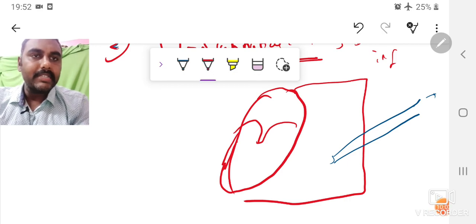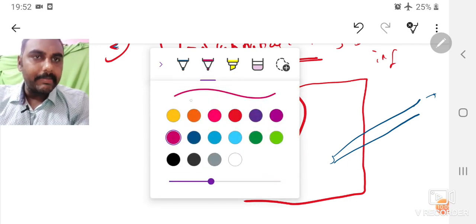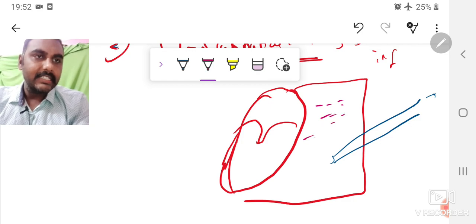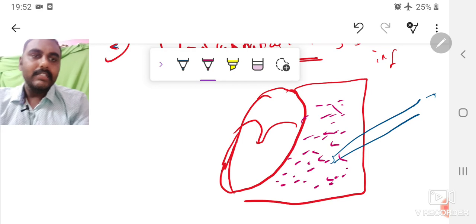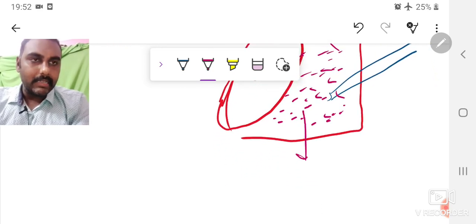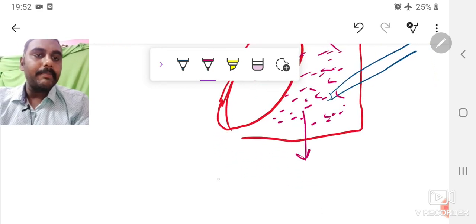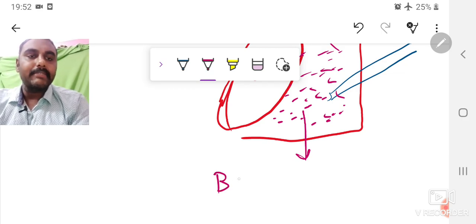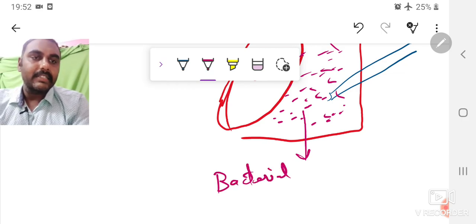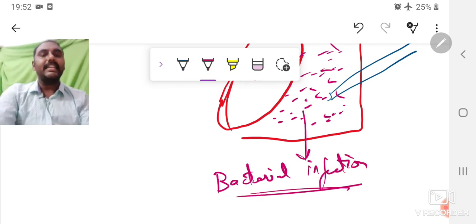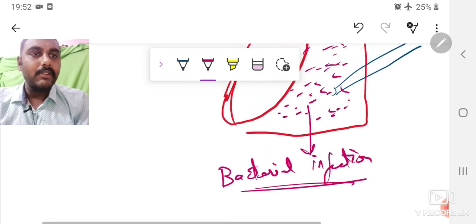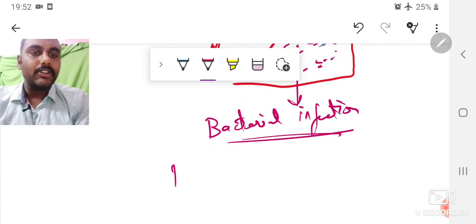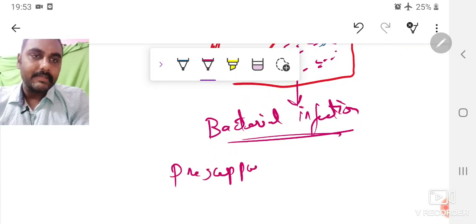So what happens now? There will be collection of secretions, collection of this fluid within the middle ear. Once the fluid gets collected in the middle ear, there will be accumulation of pyogenic organisms. Once the fluid is collected for some hours or days, a bacterial infection occurs. Once there is a bacterial infection, this stage is called the stage of pre-suppuration.